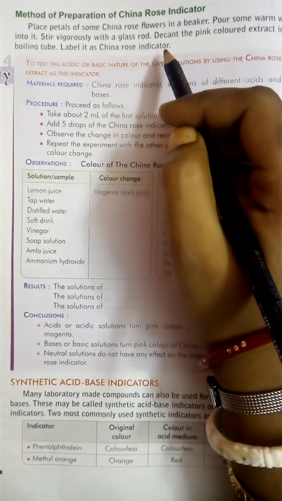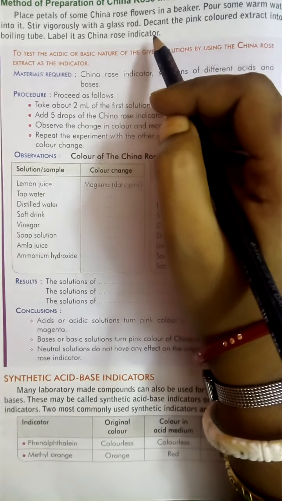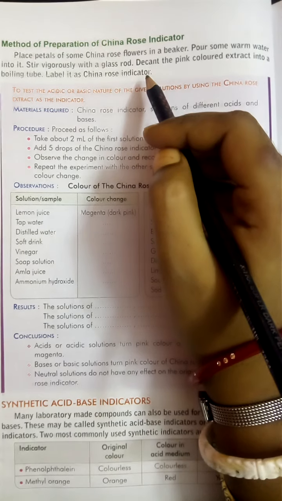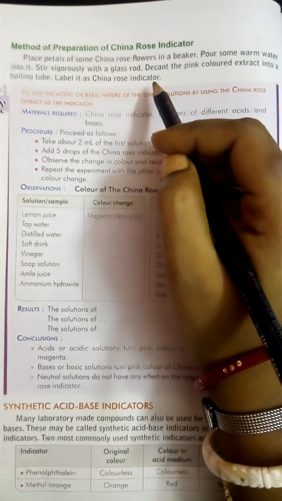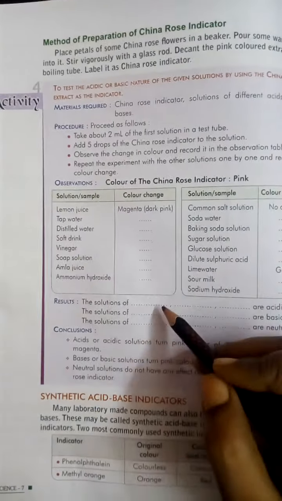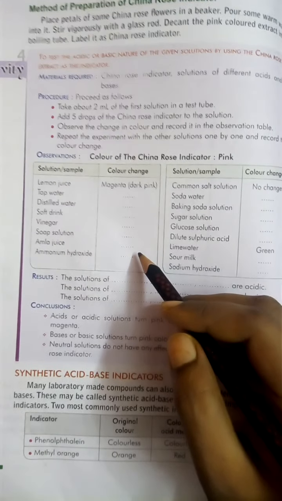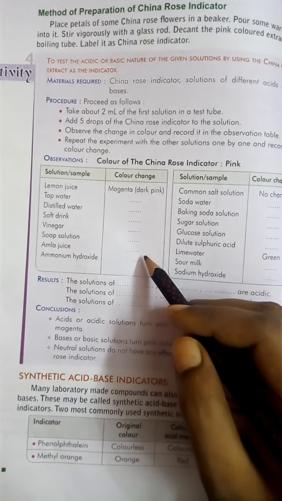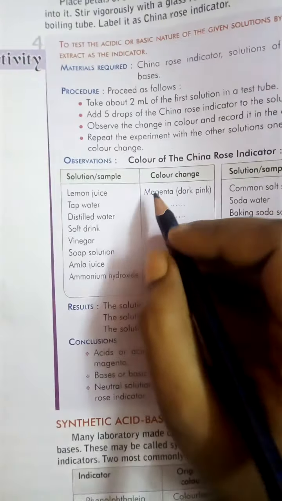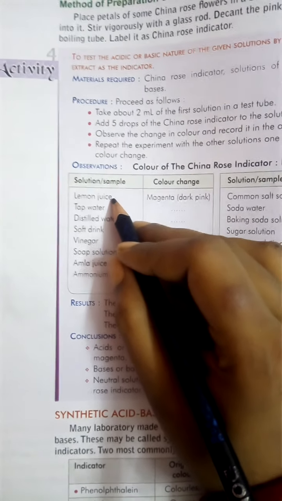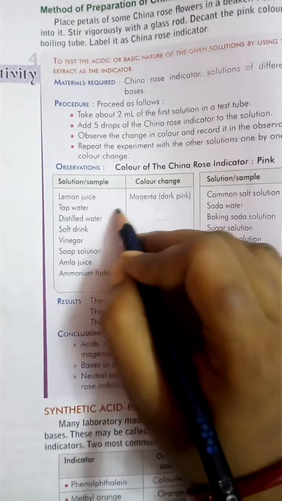So here also once again these solutions are given, children. We have already studied the original color of China rose is pink, but whenever acid is mixed to it, it becomes magenta in color, and when base is mixed to it, it becomes green in color. So here again we will write, one is done for you. Lemon juice is an acidic solution. When it is mixed with China rose, it becomes magenta, dark pink. Tap water is neutral, so no change here, no change. That means it remains pink. Okay, distilled water again remains pink, no change.